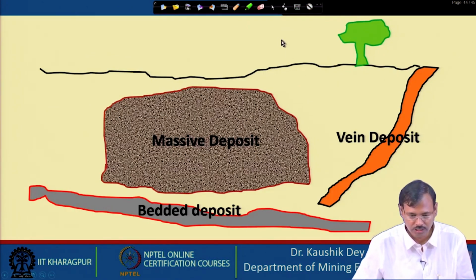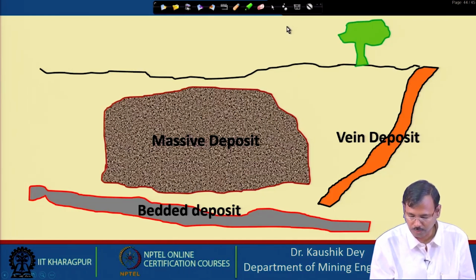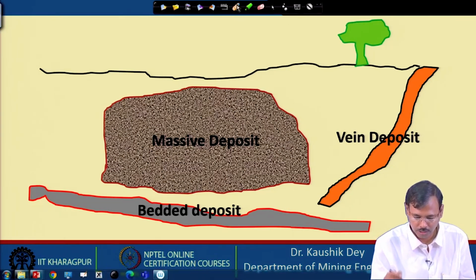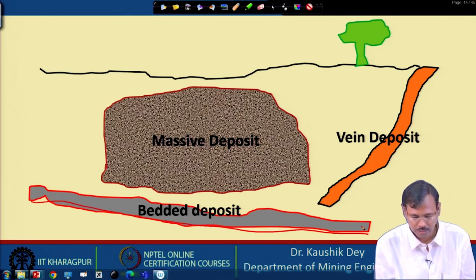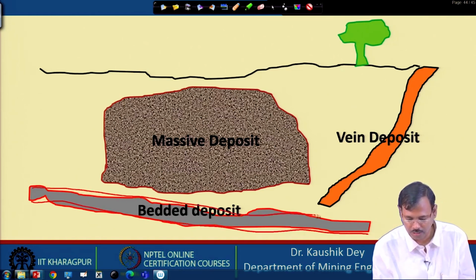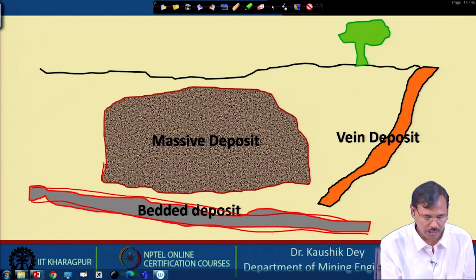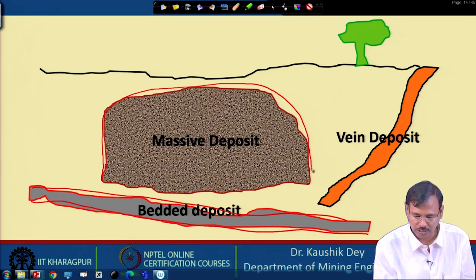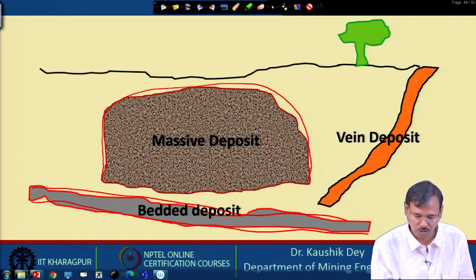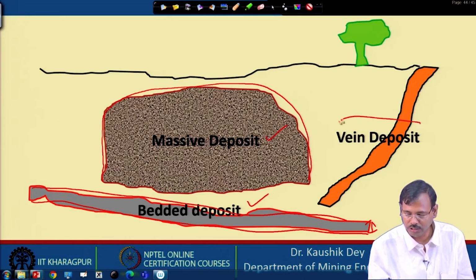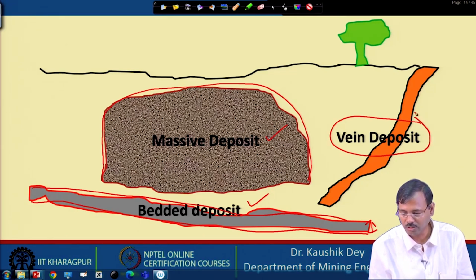Now, in a nutshell, you can see a bedded deposit can be termed like this, which is more or less systematically spread over an area. A massive deposit has a huge dimension in thickness and in spreading; that deposit is called a massive deposit. For a bedded deposit, the thickness is thin, but it is spread over an area; that is called a bedded deposit. And a vein deposit is a highly inclined deposit occurring in a vein.